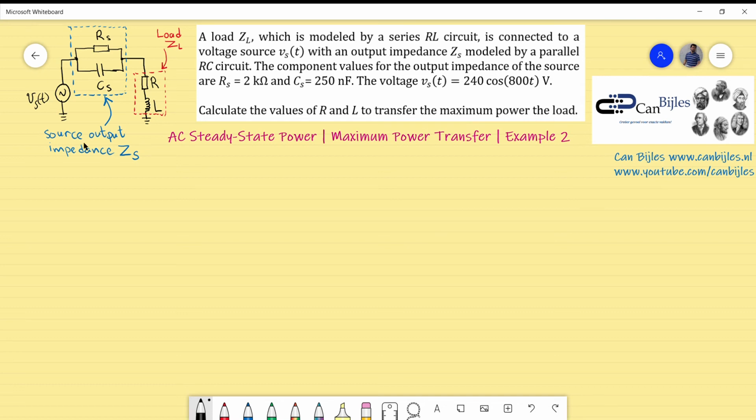Hi everyone and welcome to this new video about maximum power transfer in AC circuits. This is our example number 2. In this example we will look at a different circuit compared to the example number 1.